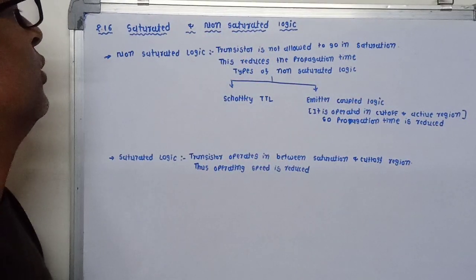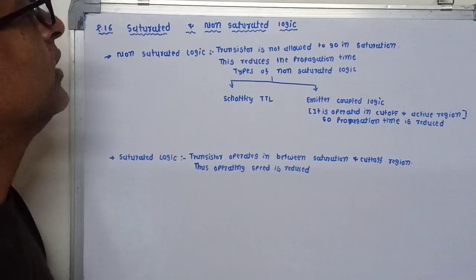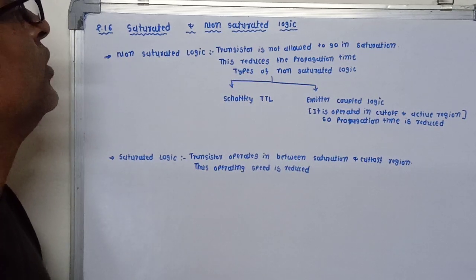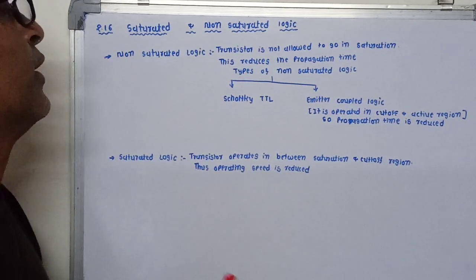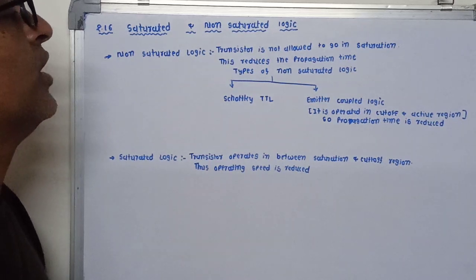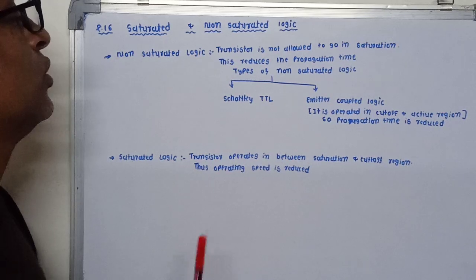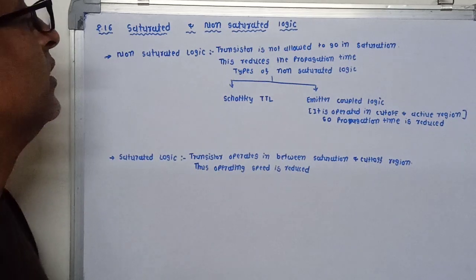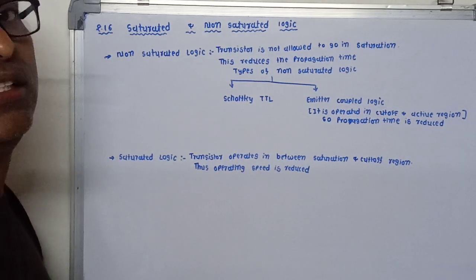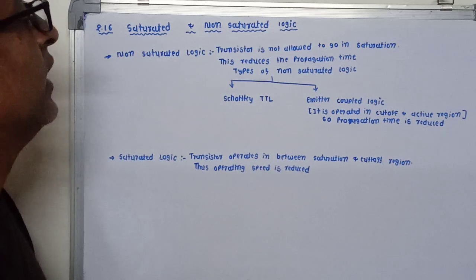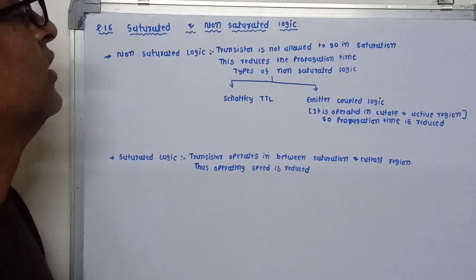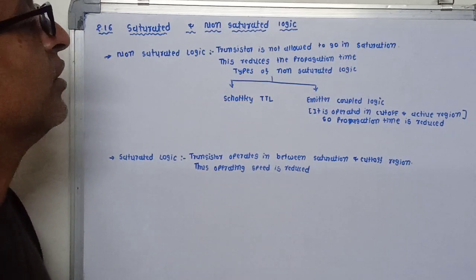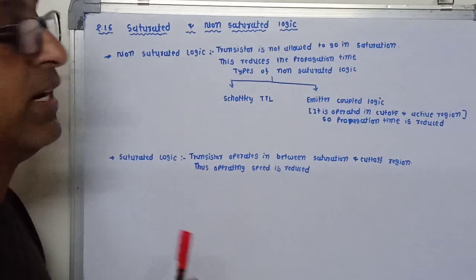Saturated and non-saturated logic. In non-saturated logic, the transistor is not allowed to go into the saturation region. Due to this, the propagation time is reduced. There are two types of non-saturated logics. First, Schottky TTL. In this type of logic circuit, a Schottky transistor is used instead of the BJT. And another is emitter coupled logic. In this, the transistor is operated in the cutoff and active region. So due to this, propagation time is reduced.